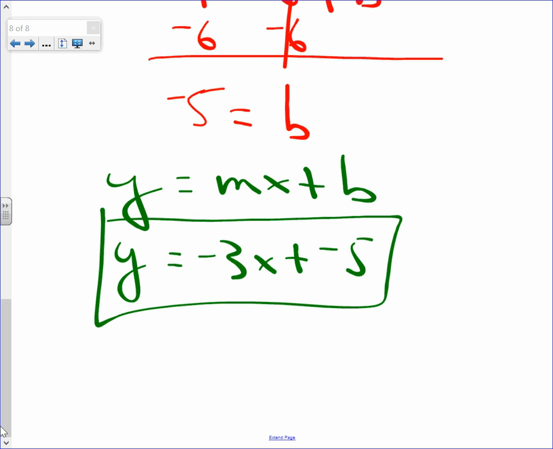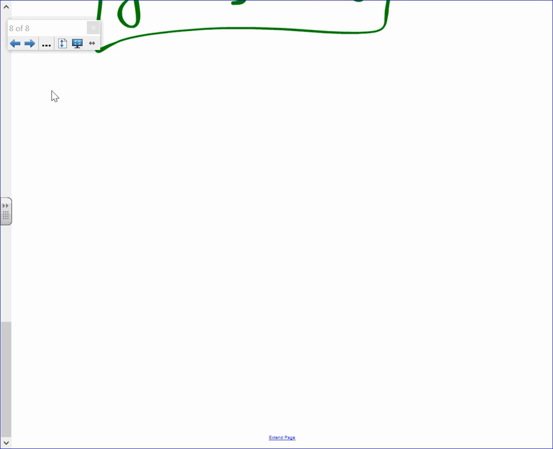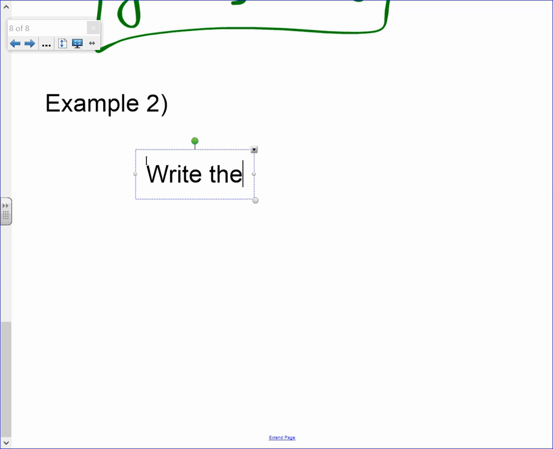Let's try example 2. But remember, I'm setting you guys up for the kill tomorrow, so don't get too confident. Just kidding. Here we go. It's going to get a little tougher. It's not going to stay this easy.